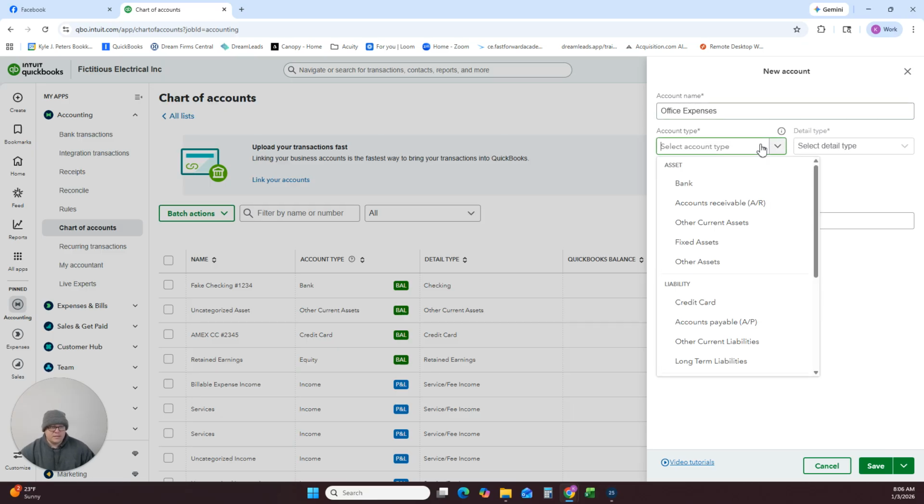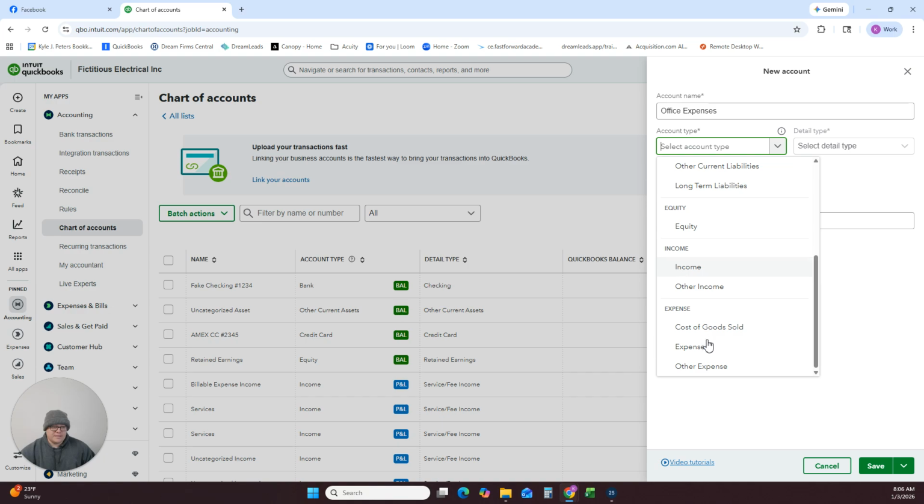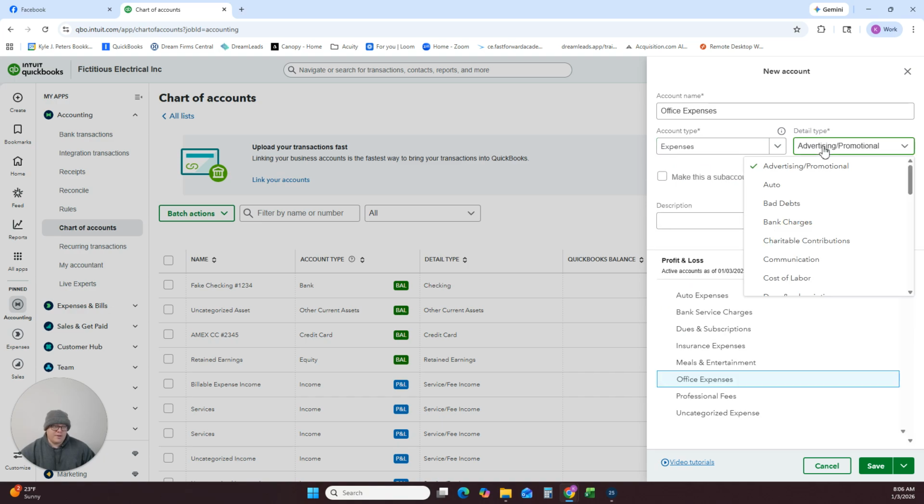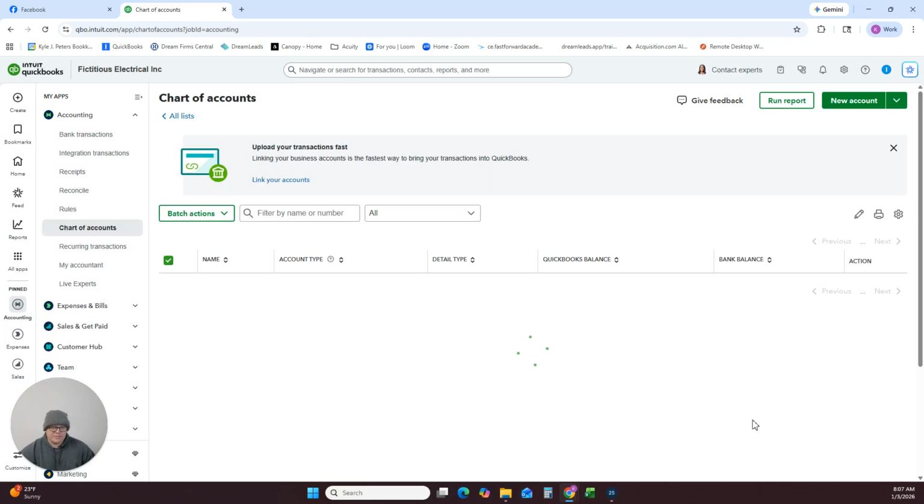Office expenses. Some people will break out office expenses by software, computer, internet. I like to keep this as short and as simple as possible. So your QuickBooks subscription would be office expenses, paper and pencils, printer, ink, any other software you use. I just put it all under office expenses.